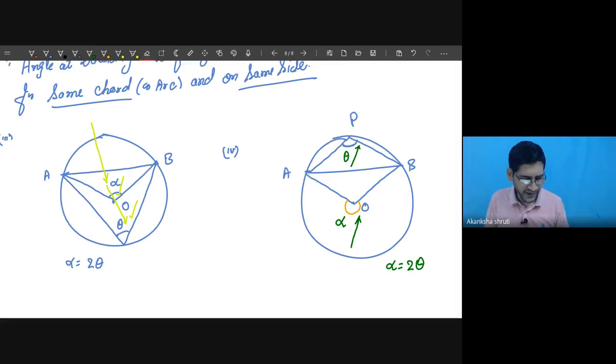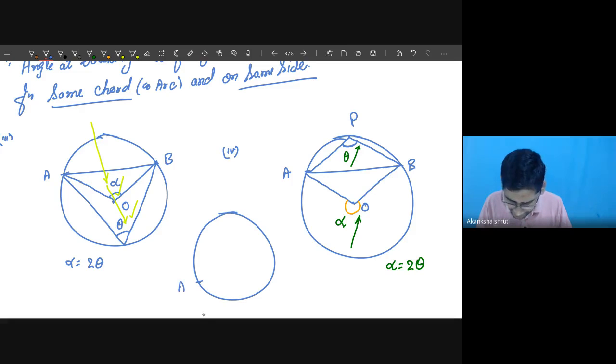Let me take one more example. Students, if it is given like this one, A and B, and the center is O, and this time this is the angle Q, which is theta. So at the center, which angle do we need to consider? Whether the smaller angle, this one, or the bigger angle, this one, which angle needs to be considered? Yes, student, for relating this theta.